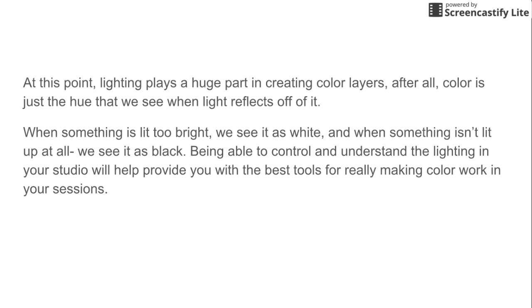A great example of this is when you're in Photoshop and you see you've blown out the highlights and it's just big, stark white blotches on your image. It happens on noses and foreheads and chins, just places that the light caught. When something's lit too bright, we see it as white, and when something isn't lit up at all, we see it as black. Being able to control and understand the lighting in your studio will help you provide the best tools for really making color work in your sessions.